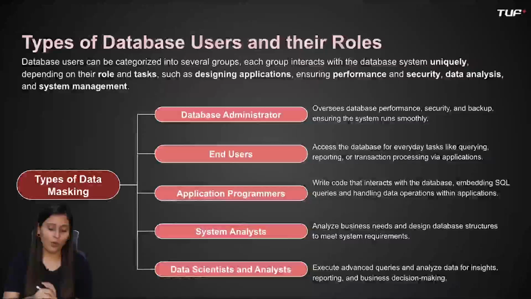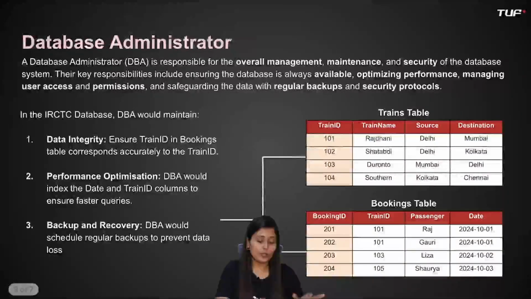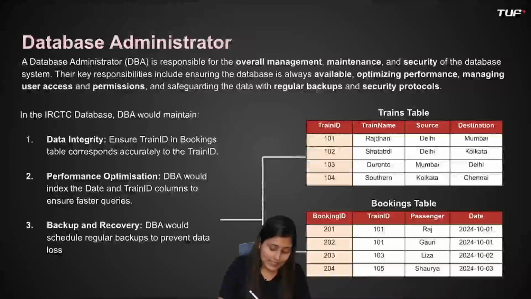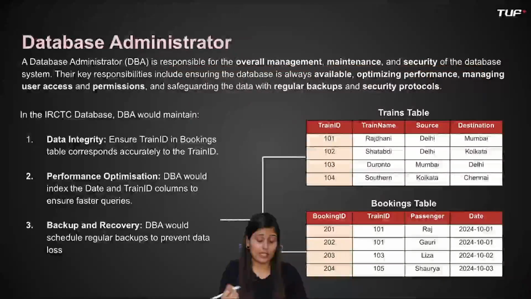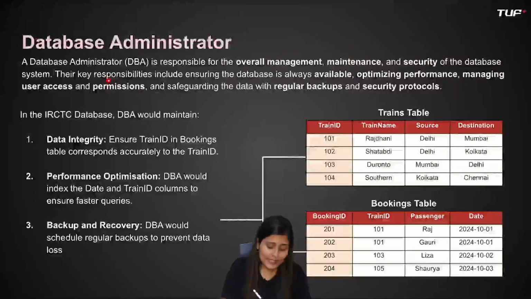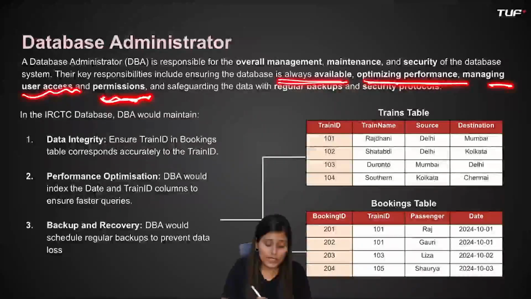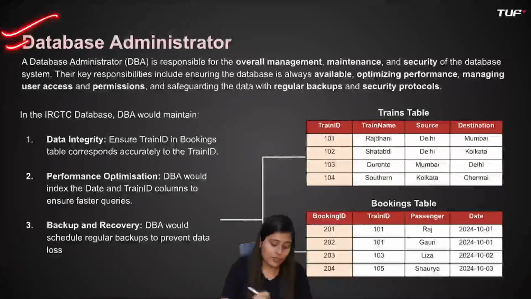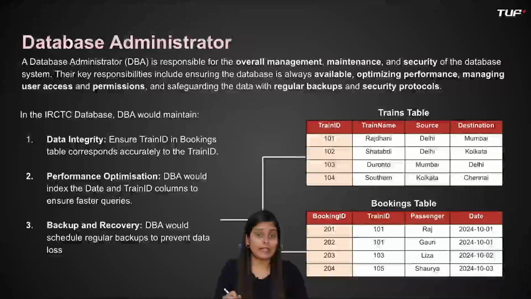So let's try to learn one by one about their roles with examples. The very first is the role of database administrator, and basically they are responsible for overall management, maintenance, and security of the database. So they manage, maintain, and secure the database system. Their key responsibilities include ensuring the database is always available. So the database should always be available, and they also optimize performance and manage the user access and all the permission security. So for these things only, the database administrator is responsible.